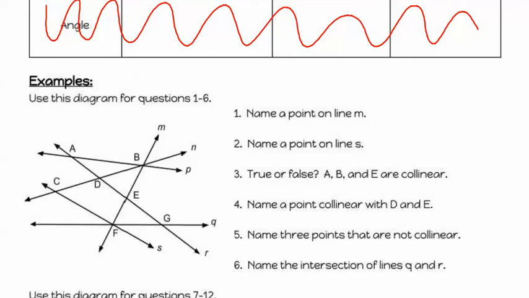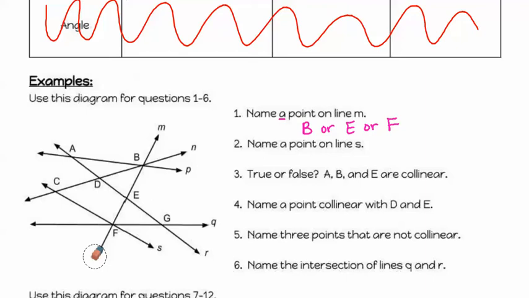Name a point on line M. So I want to start by identifying what line M is, and I can see that here. There's line M. And on line M, there are 3 points. There's point B up here where these lines all cross, right there. And there's point E where these 2 lines intersect. And there's point F where those 3 lines intersect. So name a point, as in a single point on line M. I could name either B, or I can name E, or I could name F. And any of those would work as being a correct answer.